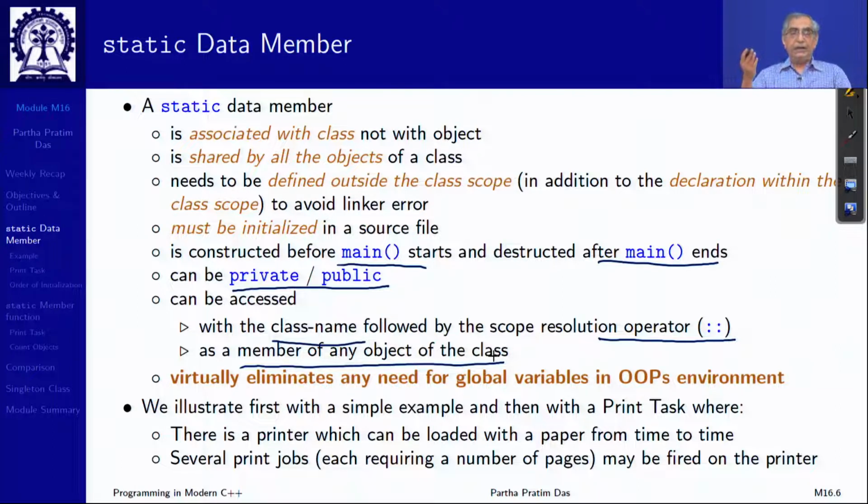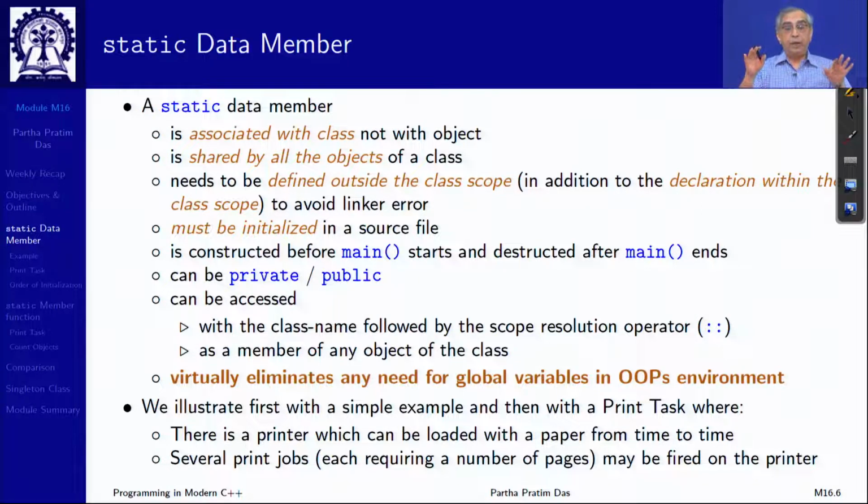But what the compiler actually does, since it does not relate to the specific instance, from the object it will know its class and find out internally the class scope where the static data member belongs, and therefore, it will be accessed in that manner. So, virtually the static data members eliminate any need of global variables in an object oriented environment. After this, we will not need any other global variable which is defined outside of any function scope or any class scope.